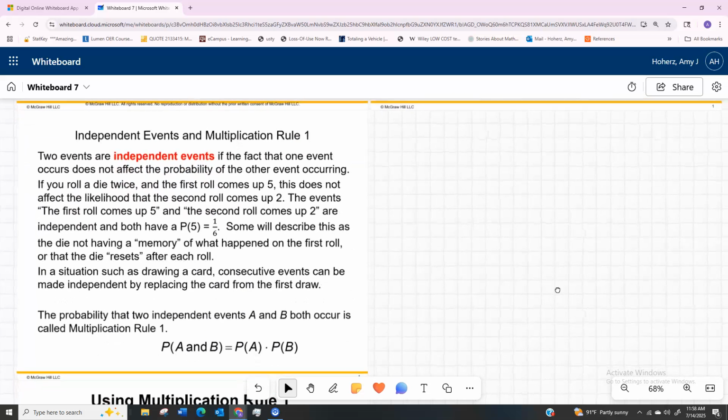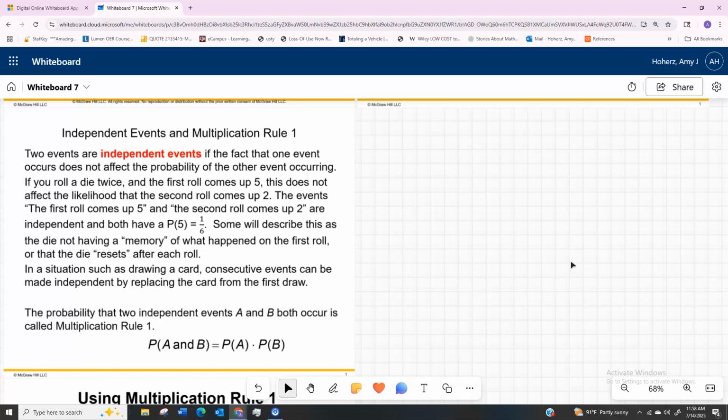So let's start with probability multiplication rule 1. We first need to define what independent events are. And of course, if there are independent events, you can guess that we'll also be talking about dependent events. If 2 events are independent events, that means that one event occurring doesn't affect the probability of the other event occurring. For instance, if you roll a die twice and the first roll comes up a 5, that does not affect the likelihood that the second roll comes up 2.